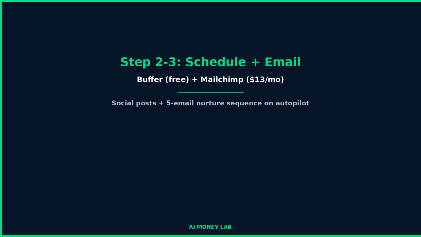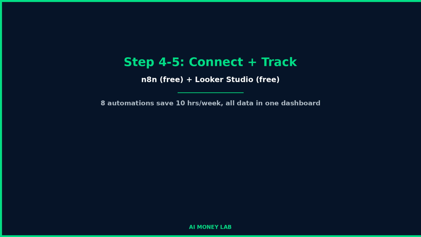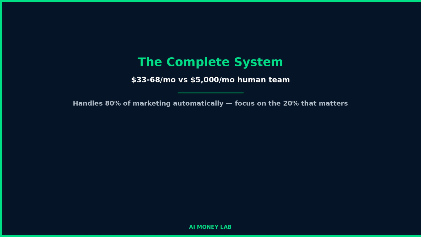Step 4, workflow automation with N8N at $0 to $20 per month. Connects all tools and eliminates manual work. Step 5, analytics dashboard with Google Looker Studio at $0. Tracks everything in one place. Total monthly cost, $33 to $68. Total weekly maintenance time, about 30 minutes. For a system that handles content creation, social media, email marketing, and analytics, that is an absurd ROI. A human marketing team doing the same work would cost you $5,000 per month minimum.